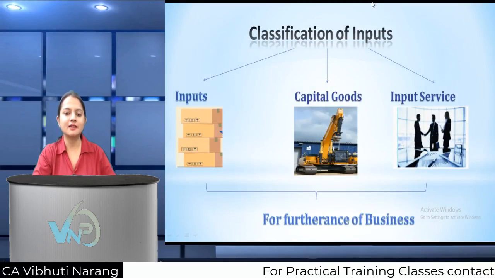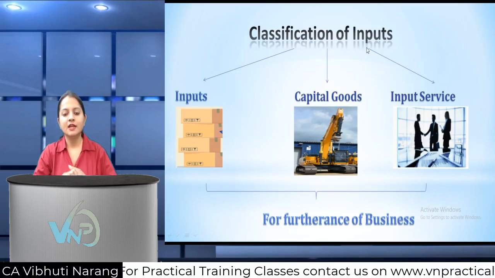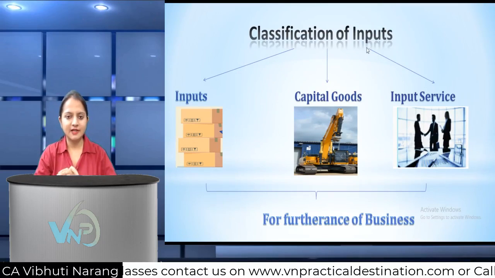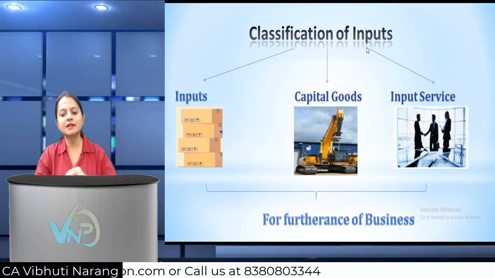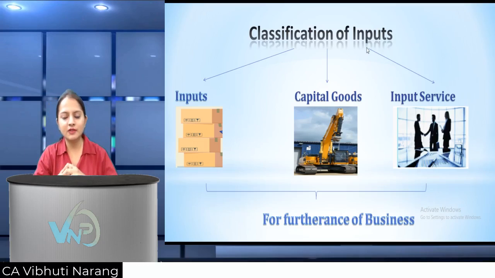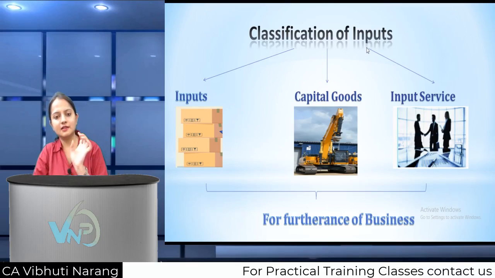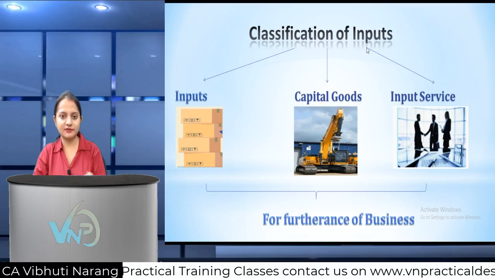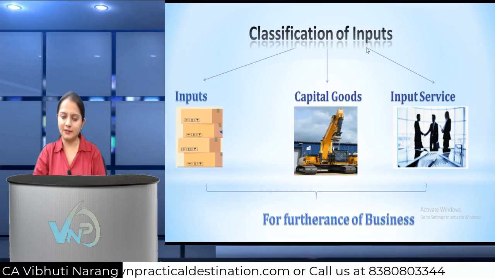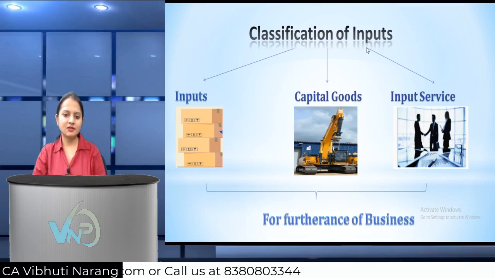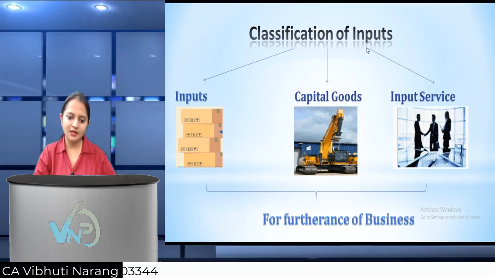Now we need to understand the classification of inputs. Inputs under GST are classified into three types: one is input itself, second is capital goods, and the third is input service. Any kind of service, for example any professional service or technical service, CA service, internet, advertisement, is classified under input service. In all three classifications, just note that it should be used for furtherance of business.